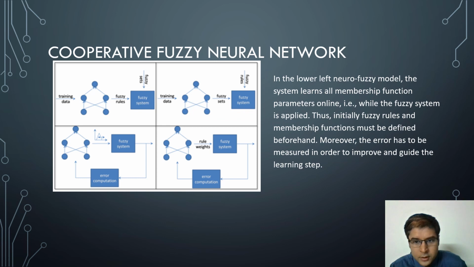In the lower left neurofuzzy model, the system learns all membership function parameters online, that is, while the system is applied. Thus, initially fuzzy rules and membership functions must be defined beforehand. Moreover, the error has to be measured in order to improve and guide the learning step. So this is the neural network. It computes the fuzzy sets and rules and passes them to the fuzzy system, and then it calculates the error computation and again updates weights and moves on to the neural net. So this is all online.